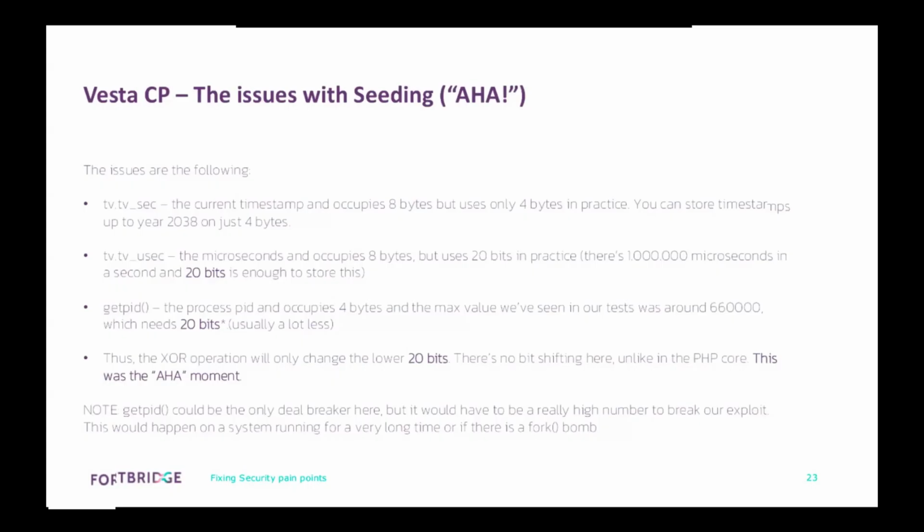Now, I got to make an observation. Get PID could be the only deal breaker for an attacker, but it would have to be an extremely high value, like in the billions, so that when you're XORing with the timestamp, it changes one of the upper bits in the timestamp. That would be a deal breaker, but you would have to have a computer which is running for a long time, had a lot of processes spawning and stuff like that. So in practice, it wasn't really an issue.